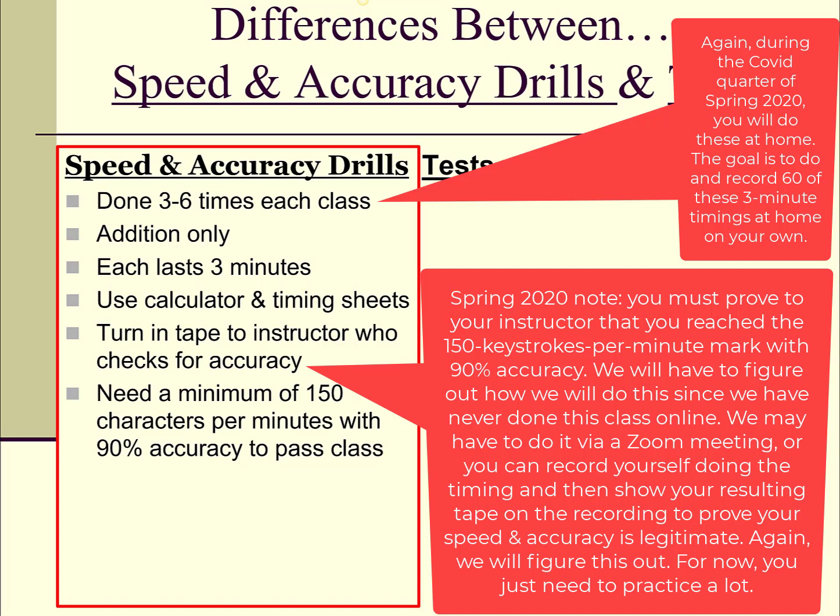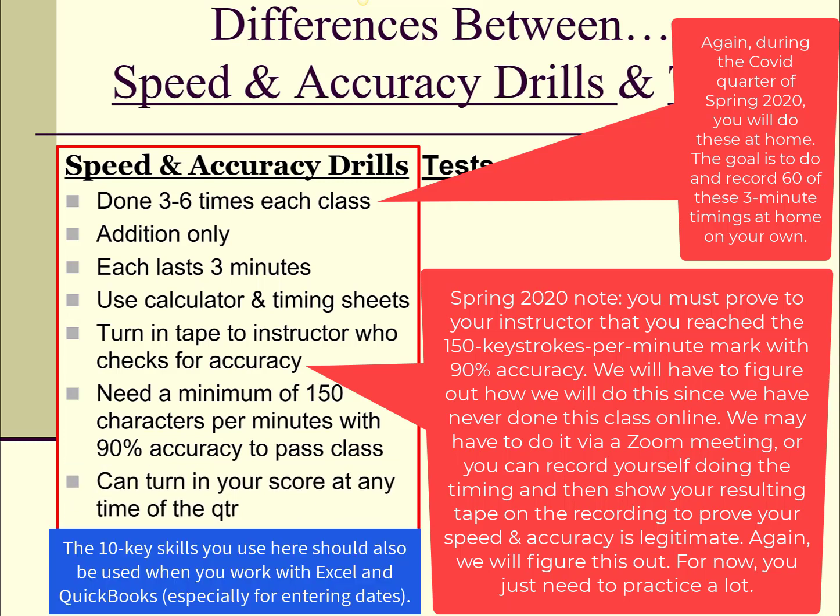The reason why is if you get on the job and you can't use your calculator and you're super, super slow, you're not going to be on the job very long. And you can turn in your score at any time of the quarter.